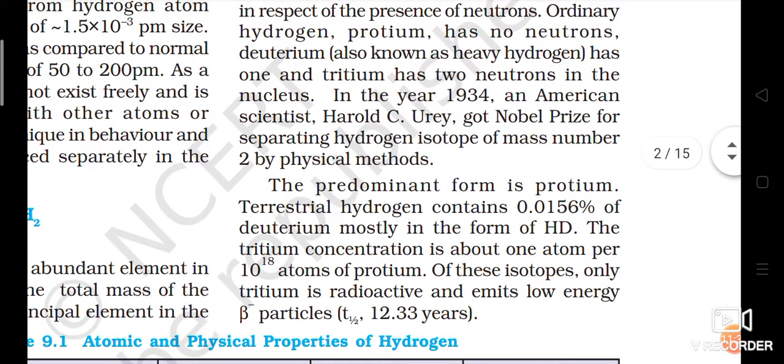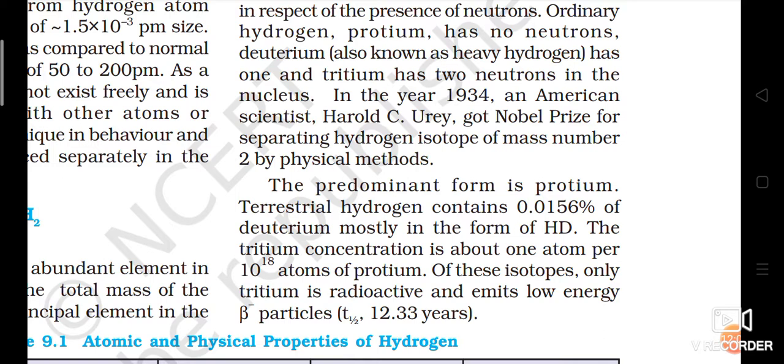The predominant form is protium. Terrestrial hydrogen contains 0.0156% of deuterium, mostly in the form of hydrogen deuteride. The tritium concentration is about 1 atom per 10 to the power 18 atoms of protium. See, this much you can remember. If deuterium is there, it's 0.0156%, and if tritium is there, 1 in 10 to the power 18 atoms. You can remember this.